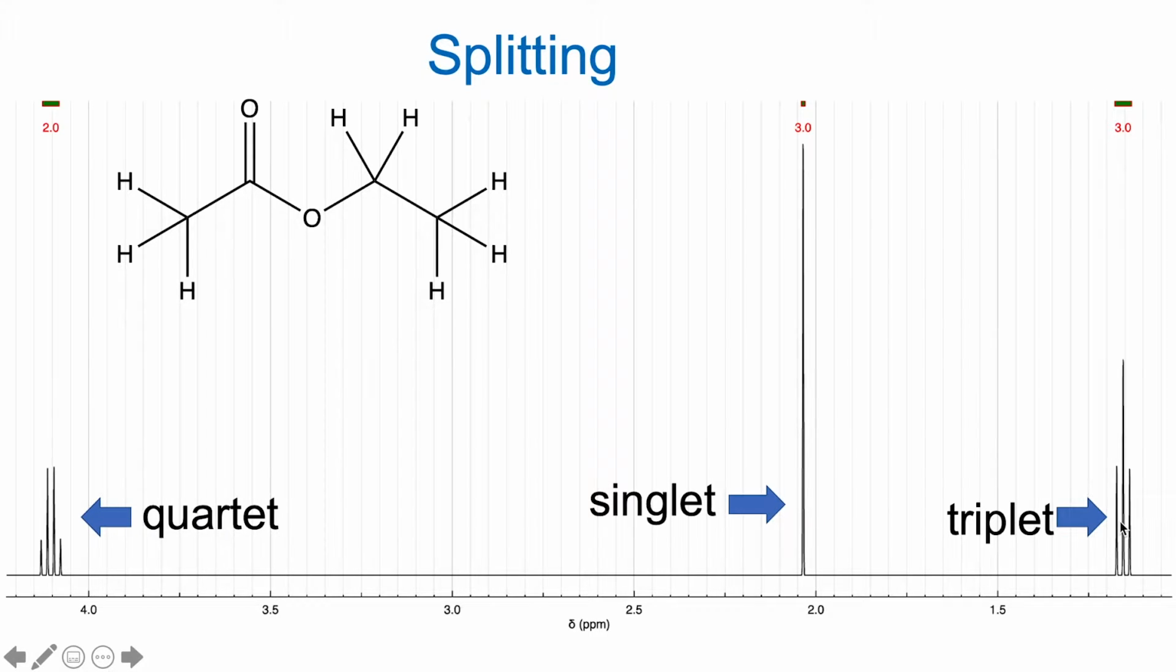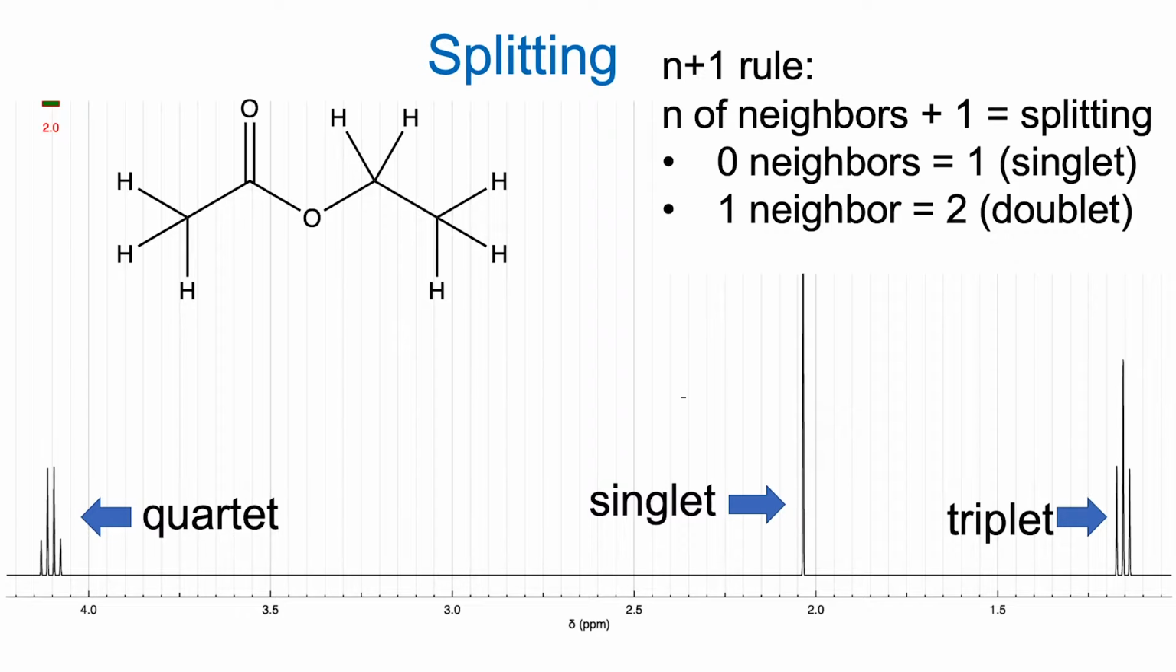Okay? And these peaks are given by the n+1 rule. The n+1 rule says that the number of hydrogen neighbors plus 1 gives you the splitting value. And splitting values are fairly intuitive. If you have a split value of 1, you get a singlet. So for example, this is 1, the quartet is 4, and the triplet is 3. For the n+1 rule, it's pretty simple. If you have 1 neighbor, you get a doublet. If you have 2 neighbors, you get a triplet. 3 neighbors, you get a quartet, and so on and so forth.